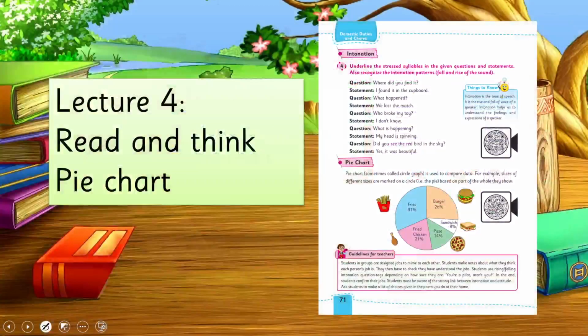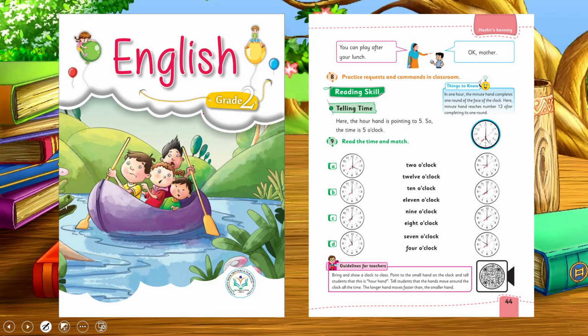Yes, my dear students, today under the title of Read and Think, we are going to learn how to read a pie chart. Before this, in English for grade 2, we have learned how to tell the time on different types of clocks, on analog and digital clock. I hope you remember this concept. If not, you may watch this video lecture again.